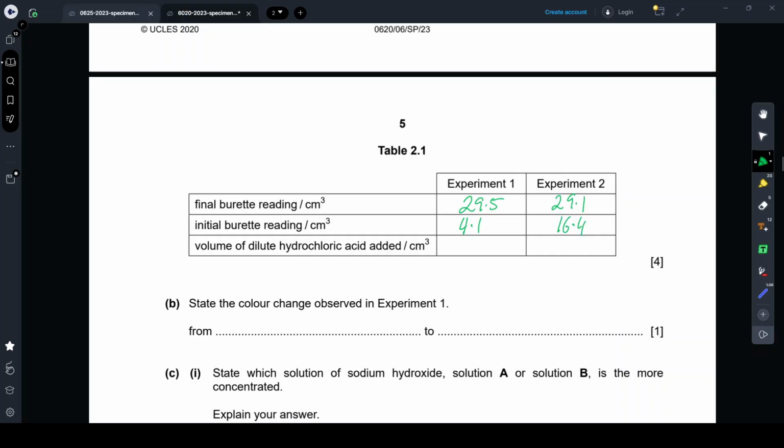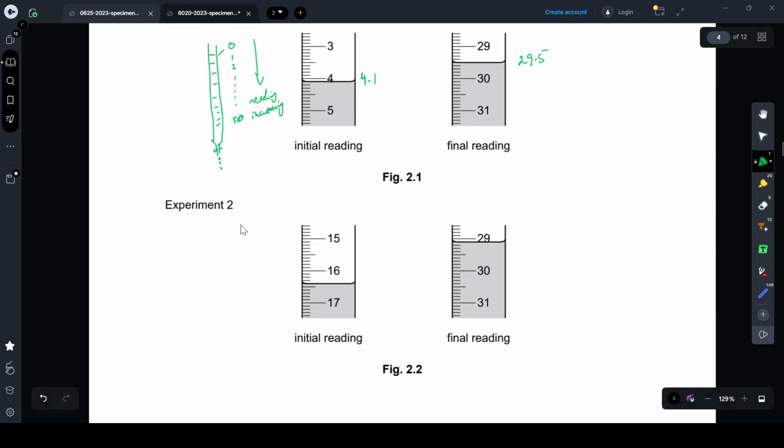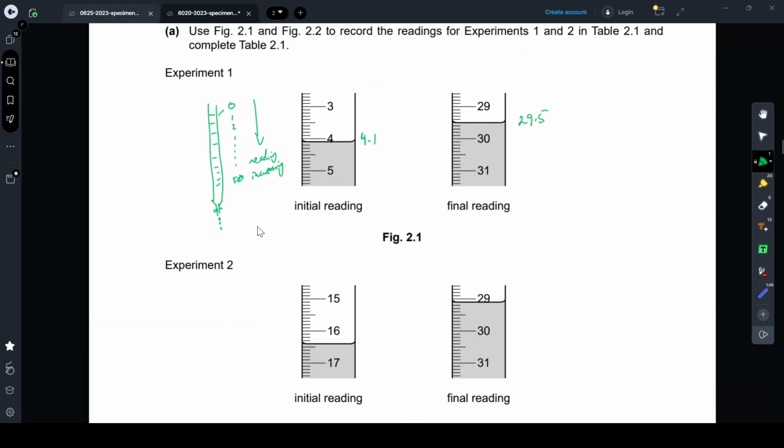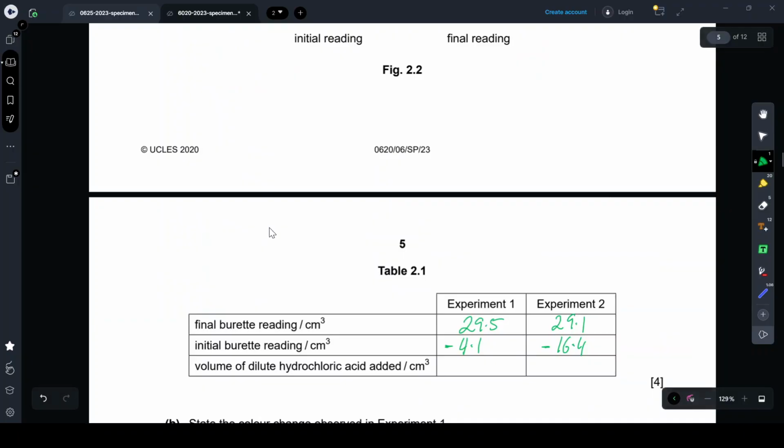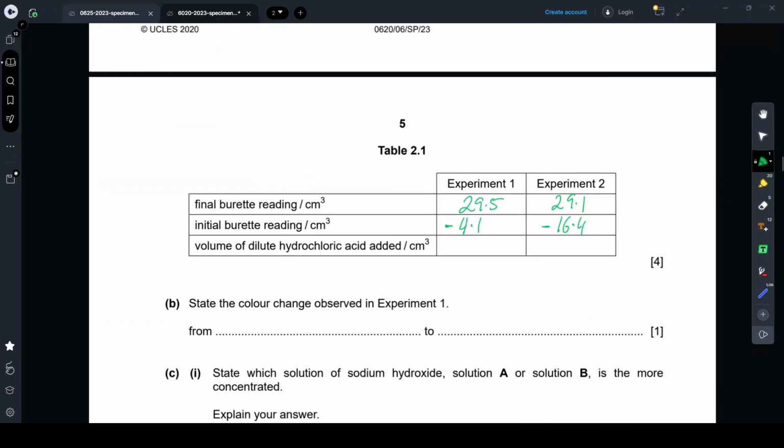Now how do you get the volume? You subtract. Yeah, that's true. So tell me what the answer should be. Did that clear out your confusion? Yeah.